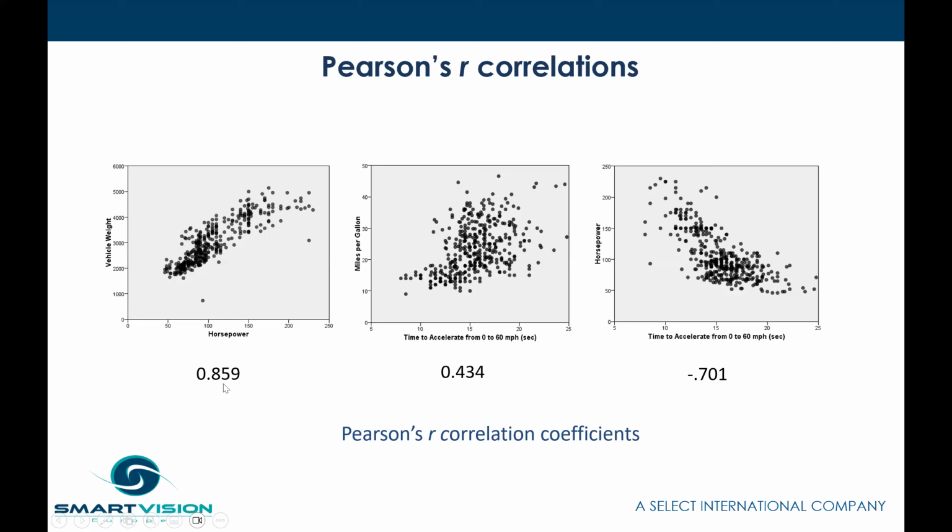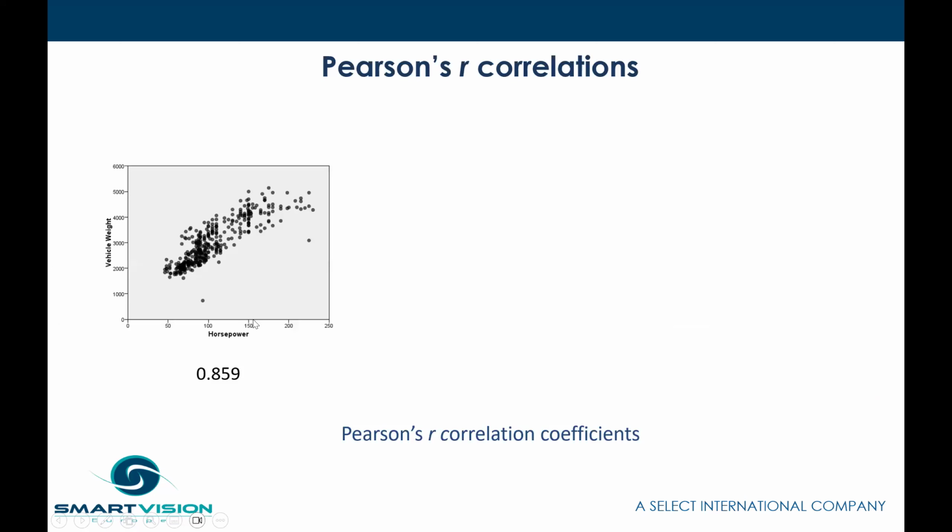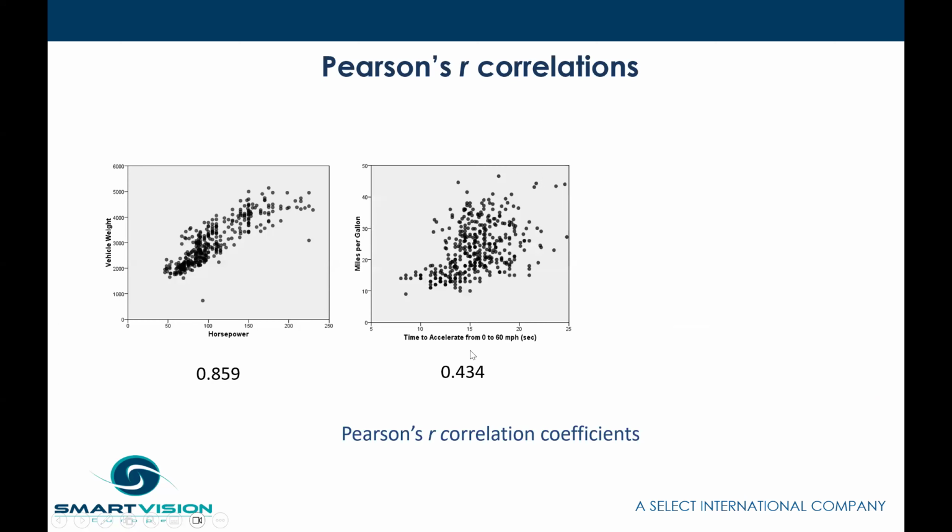And here it's giving us quite a strong correlation of 0.859. If you look back up here, it's not perfect, but it's a very strong correlation. You can see it's trying to form a line. This next one is weaker. This is miles per gallon against time to accelerate from 0 to 60, 0.434. So it's a lot weaker, but still a positive correlation. It's forming a diagonal line here in a rough cloud.